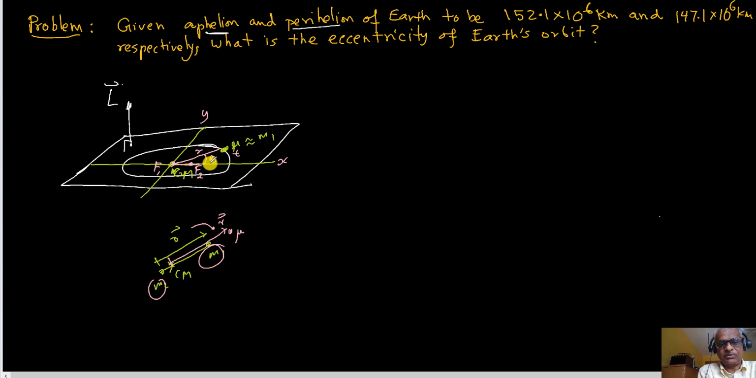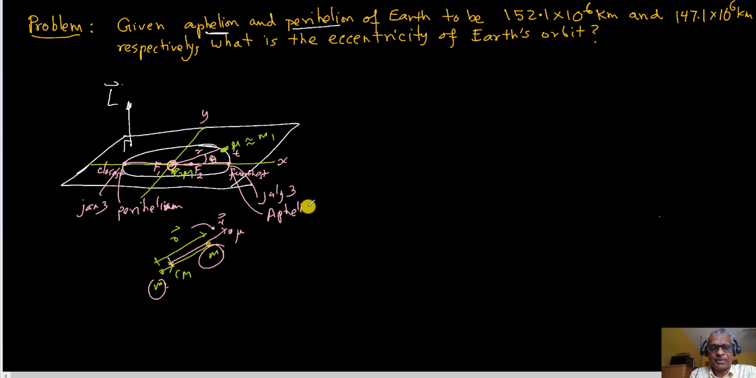So you can see from here, this is the furthest, and this would be on the other side, the closest point to the Sun. The Sun is over here. The closest point happens on January 3rd, and the furthest point happens on July 3rd. The closest point is called Perihelion, and this is Aphelion. This distance is the Aphelion distance, and this is Perihelion. So that's what these two terms mean.